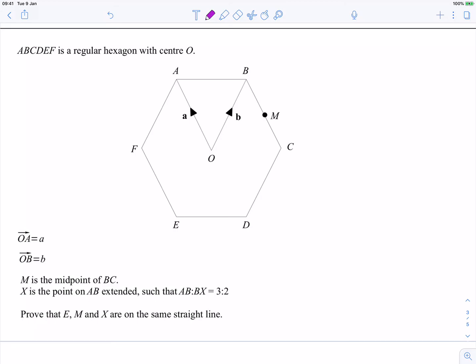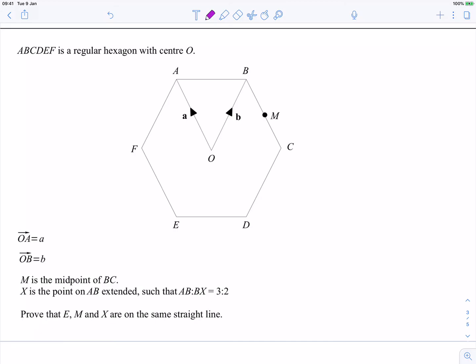So A, B, C, D, E, F is a regular hexagon with centre O. O to A is A, O to B is B, M is the midpoint of BC, and X is the point on AB extended, such that AB to BX is 3 to 2. Prove that E, M, X are on a straight line.